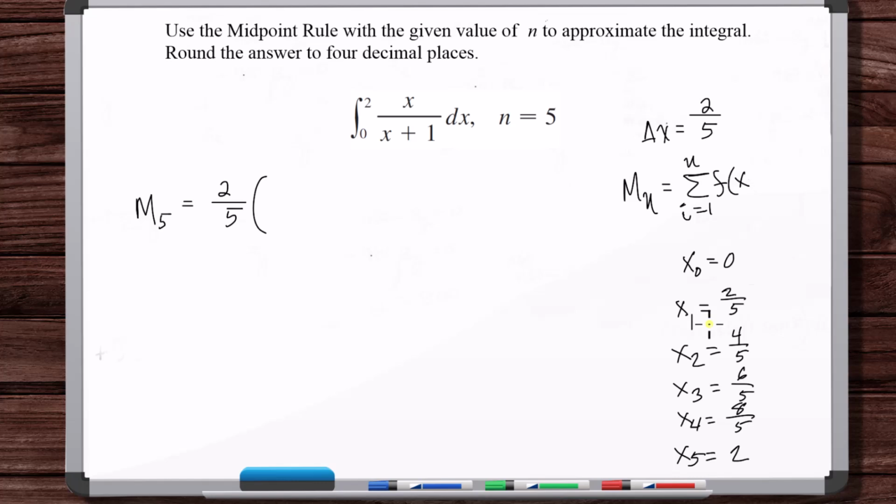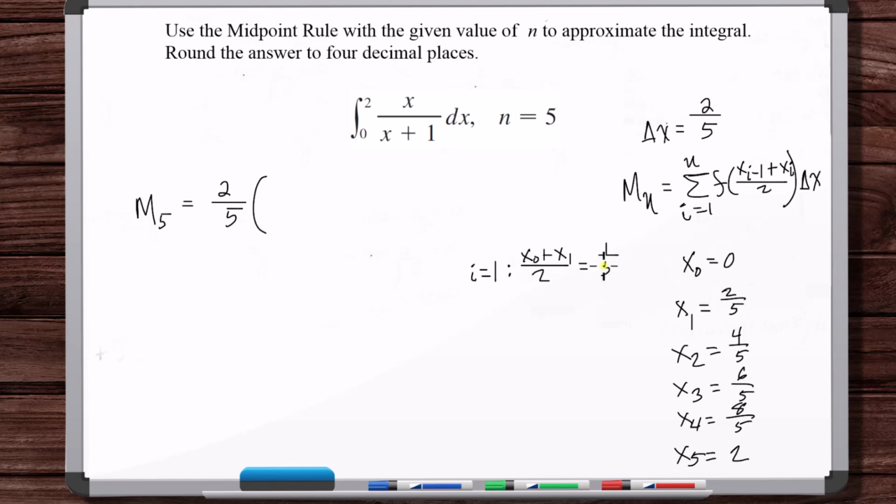For when i is equal to 1, what do we want? We want what's halfway between x0 and x1. We want x sub i minus 1 plus x sub i over 2. And then delta x. That's what we want. You see, it's more complicated, though. So with that, if we look here, i is equal to 1. What do we want here? We want x sub 0 plus x sub 1 divided by 2. That's 2/5 divided by 2.